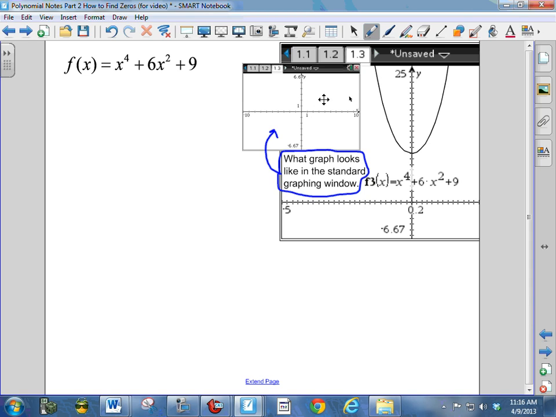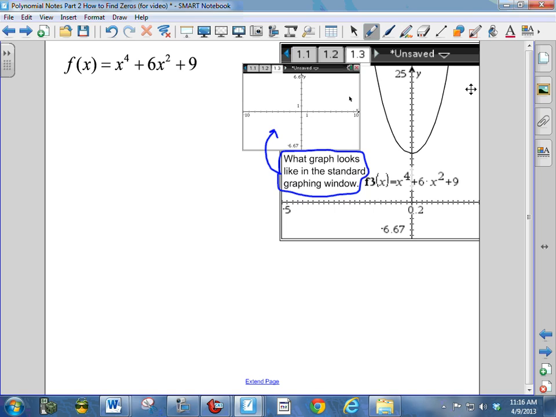So here I just wanted to point out that you wouldn't see anything because notice x to the 4th and x squared will always give me positive numbers. So if x is 0, y would be 9. That would be my y-intercept. Any other y values are going to be bigger than 9. So when I look at 6.67 here at the top, it's not even showing me the lowest value of the graph. So I had to move my y max up and make it bigger to see the graph.